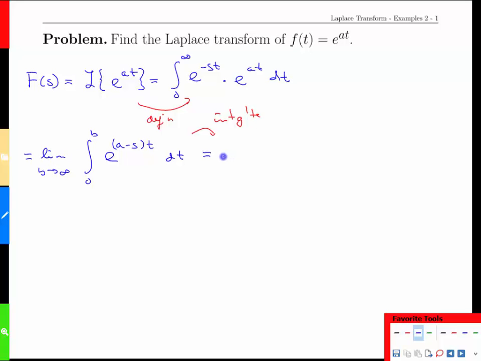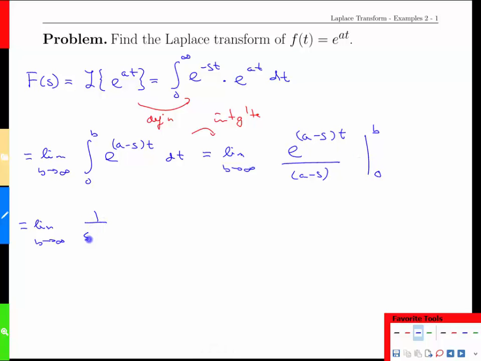Let's copy the limits first. We need those out front because they have not been evaluated yet. But the integral itself will be the same thing we had before. Divide by the new constant. There we are. And we'll evaluate that between b and 0. Copy the limit as b goes to infinity again. And then we can put in the limits of integration, the b and the 0.